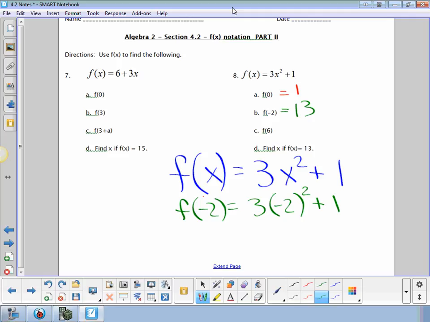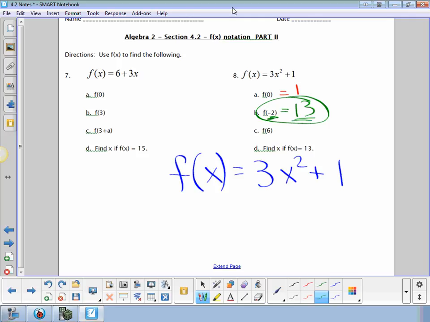Because that's the one where they want to know the input that produces the output, 13. I think we already know one of the answers. What do you put in to produce 13? -2 is one answer, but there's another. +2 works as well. Here's why. They want to know what goes here to produce 13. So we're going to undo the order of operations. Instead of squaring and multiplying by 3 and adding 1, we're going to do those in reverse.